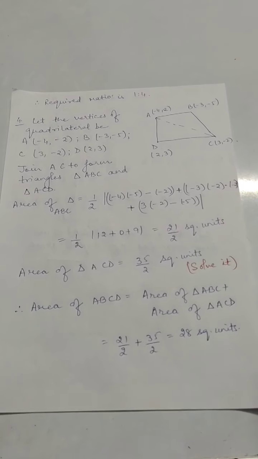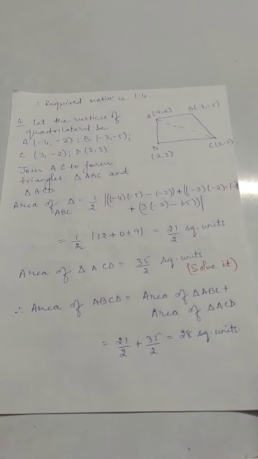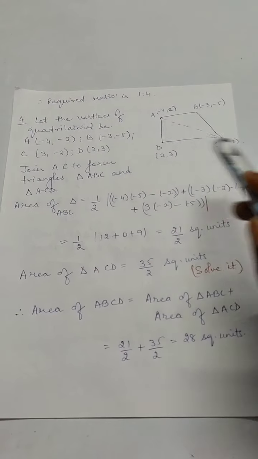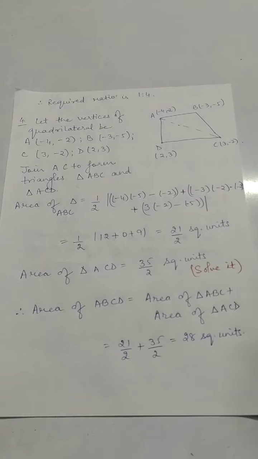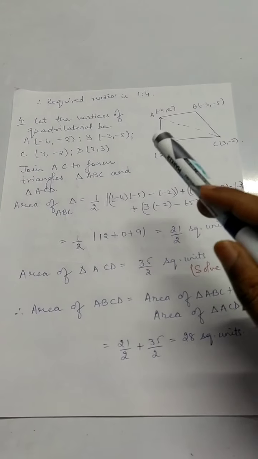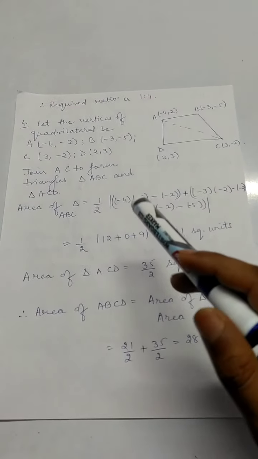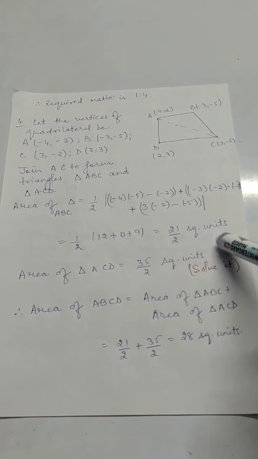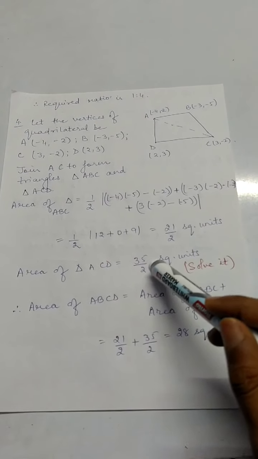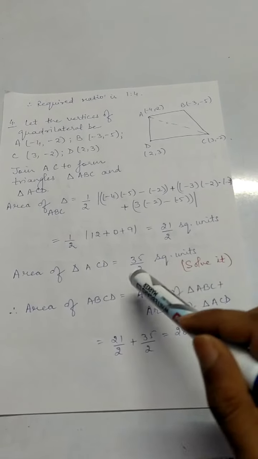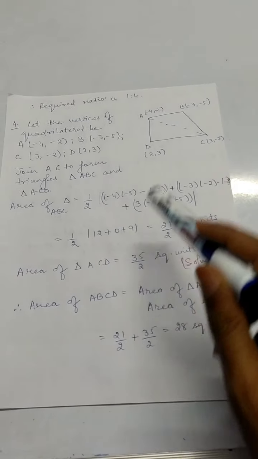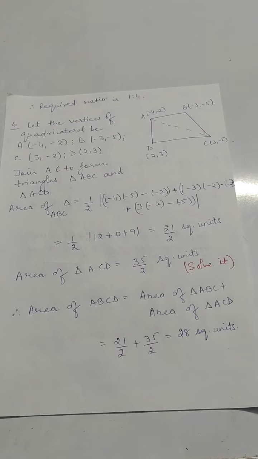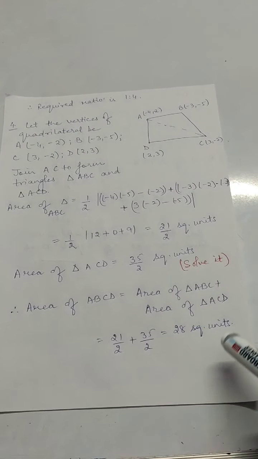Moving to the fourth sum, let the vertices of the quadrilateral be ABCD. For a quadrilateral, what we have to do is just join the diagonal. It forms 2 triangles, that is triangle ABC and triangle ACD. Now first of all, again using the formula for triangle ABC, we get 21 upon 2. For triangle ACD we get the answer 35 upon 2. Solve it again using the formula. So on adding these 2 triangles we get the area of quadrilateral, that is 28 square units.